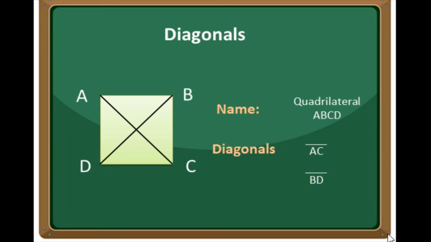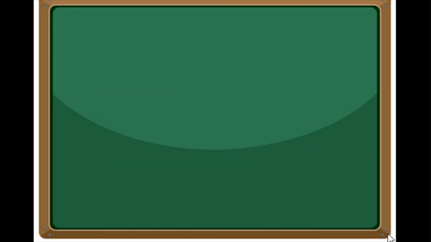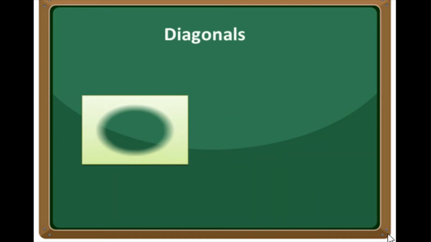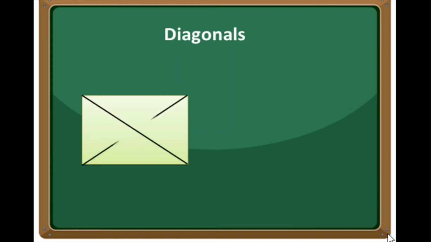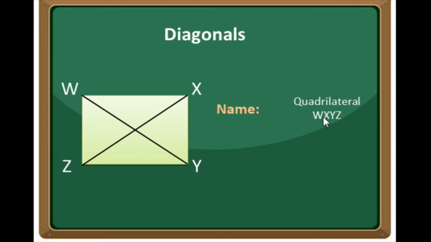Same goes with a rectangle. A rectangle also has two diagonals that meet each other. Let's name it W, X, Z, and Y. The name of this quadrilateral is quadrilateral WXYZ, since it's the points of each diagonal line.